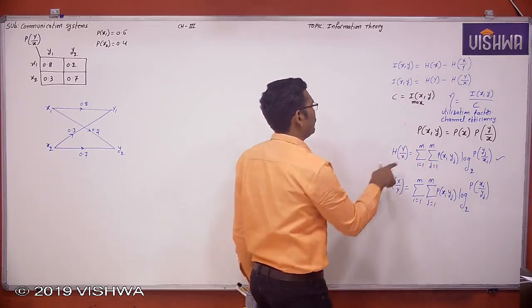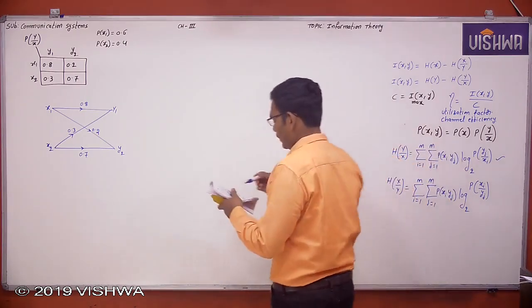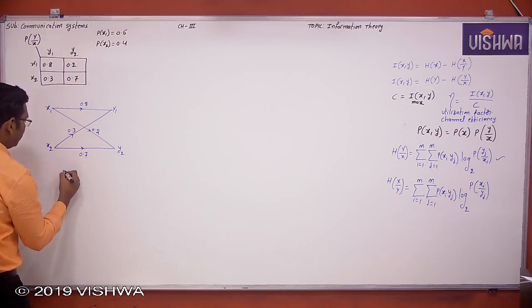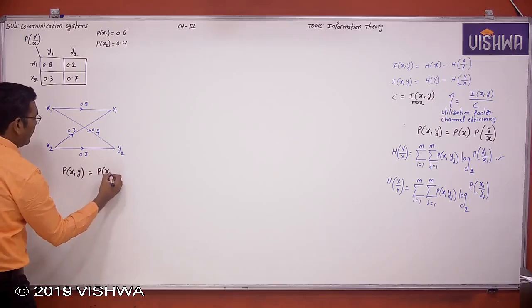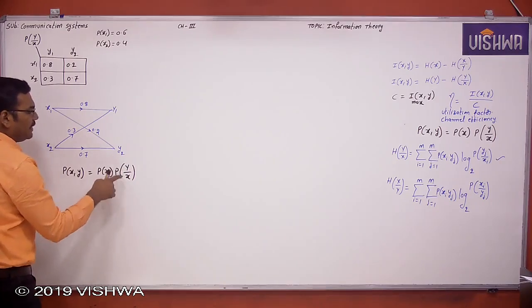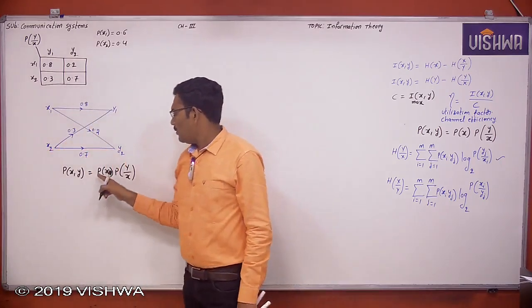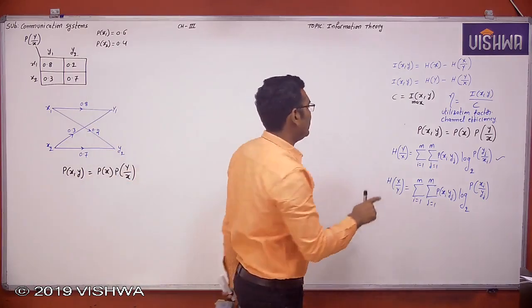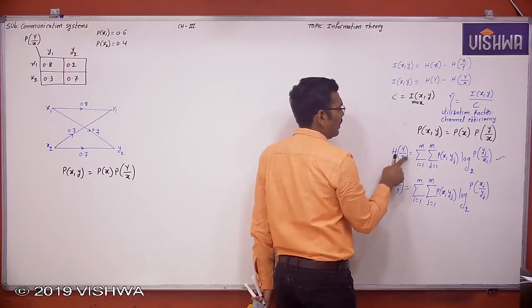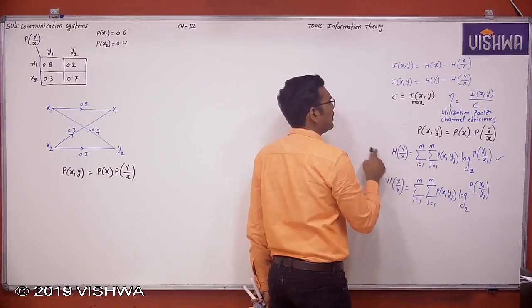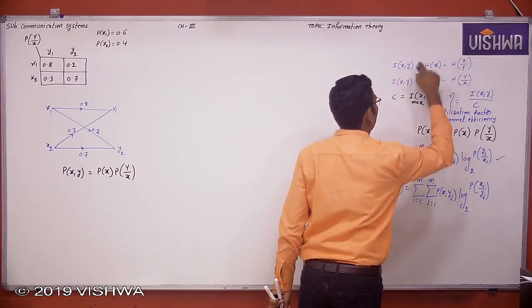So if you want to find this one, first you want to find the joint probability. Now what is the joint probability? The joint probability P of X comma Y is equal to P of X into P of Y by X. Why are you finding this? Because P of Y by X is available. Now I want the joint probability for calculation of conditional entropy. Conditional entropy is required to find the mutual information.